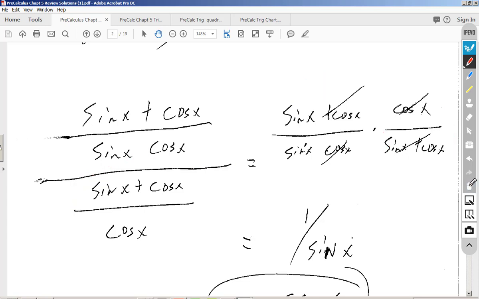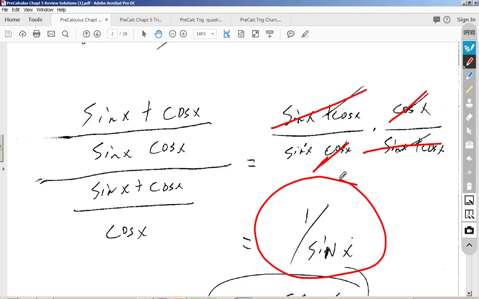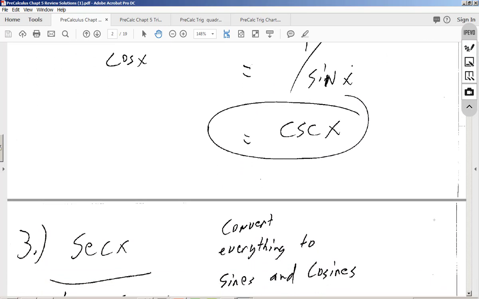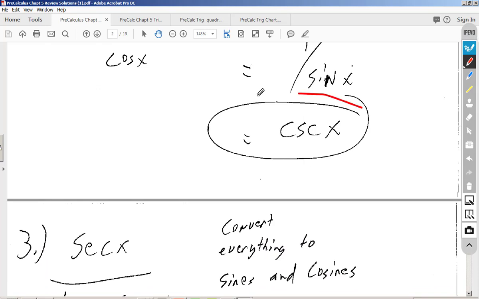You're going to notice that when I do that, these are exactly alike, so I can cross them out. The cosines of x cross out, and I'm just left with 1 over the sine of x. Now going back to my reciprocal identities, I know that 1 over the sine of x is the reciprocal, which becomes the cosecant of x.